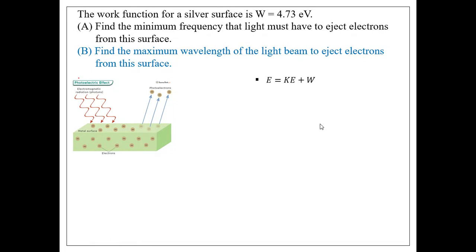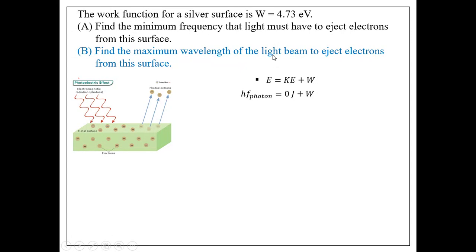In order to find part A, the minimum frequency that the light must have to eject the electrons, all you have to do is set up this particular function here. This is the energy coming in from the photon, E equals the kinetic energy plus the work function. So here I'm just going to simplify things a little bit. The wording here suggests that this is the minimum frequency.